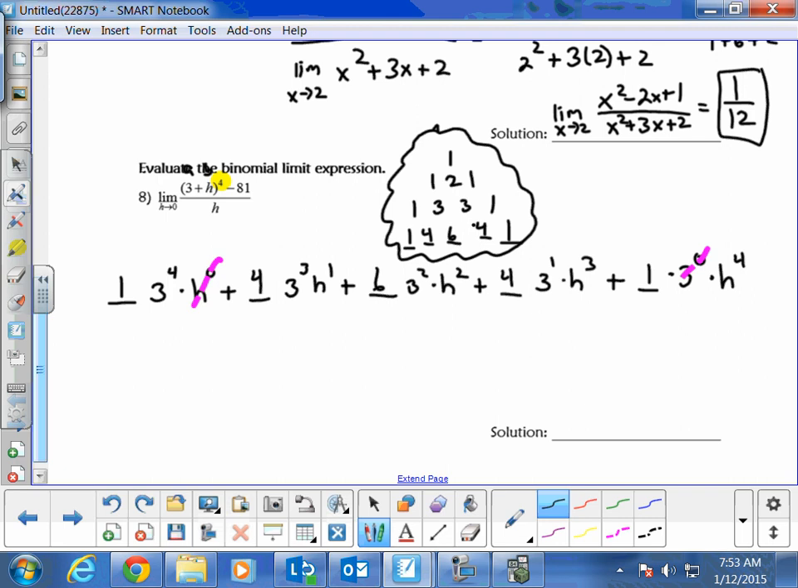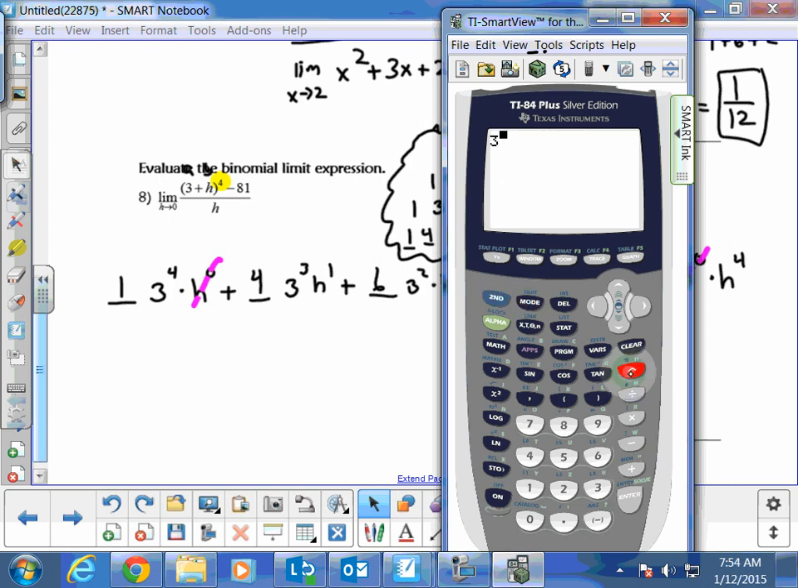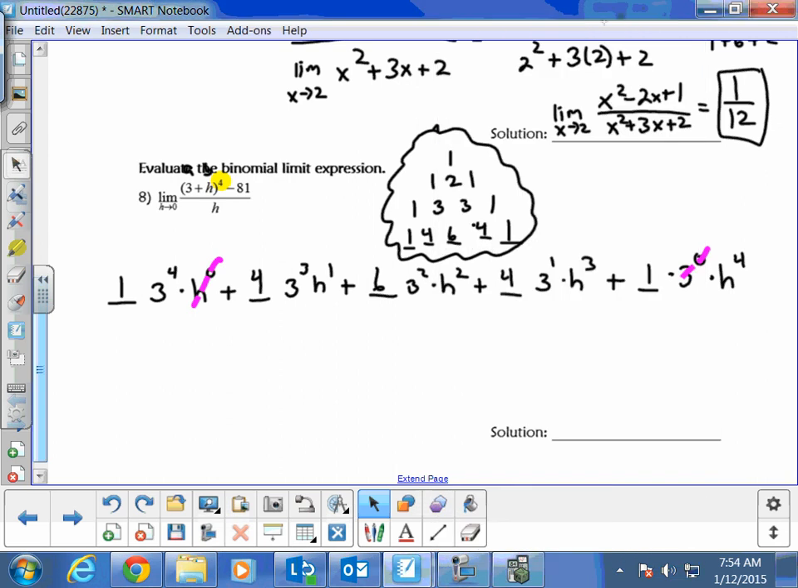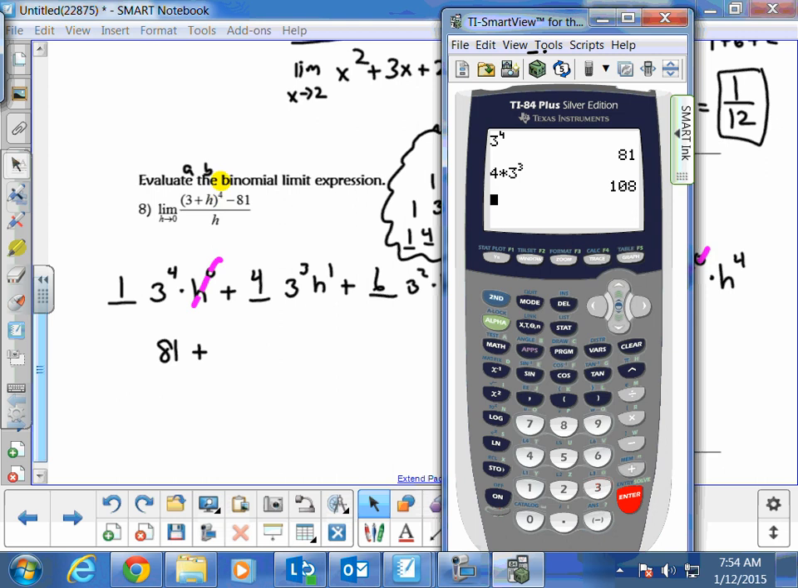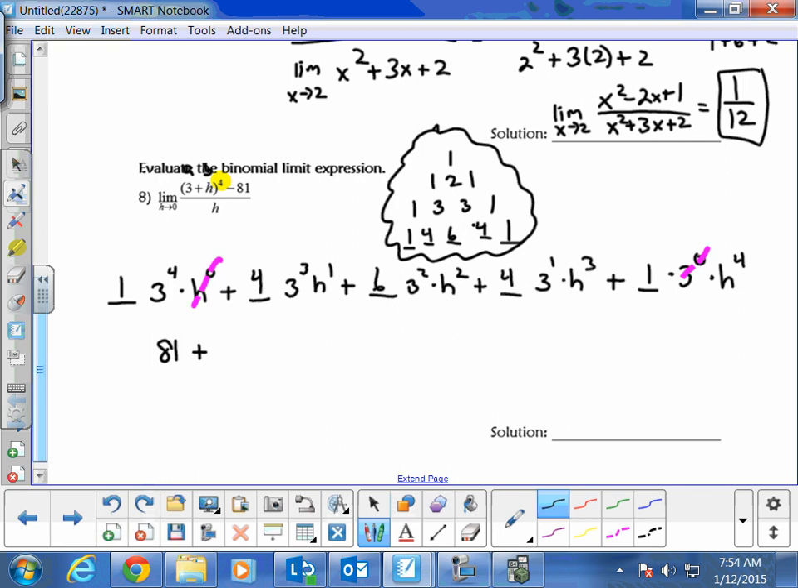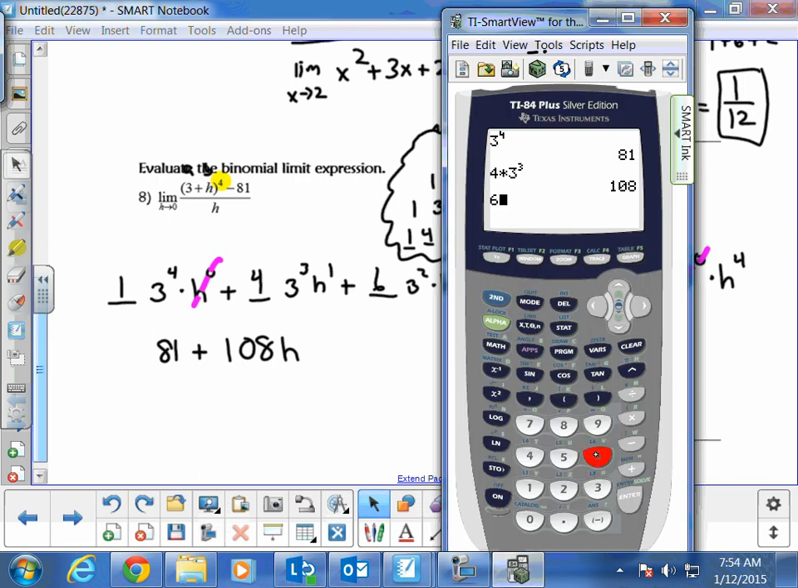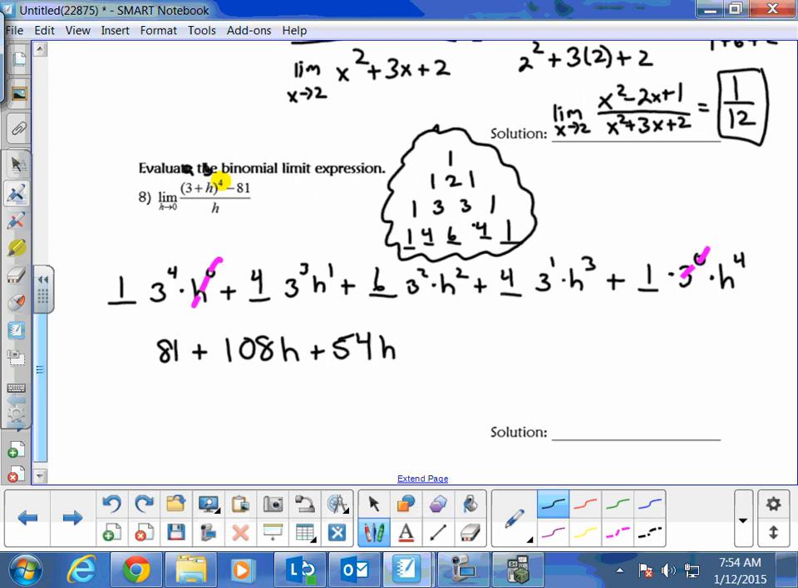3 to the 4th power, I think it's 64, but I'm just going to double check. 3 raised to the 4th power is actually 81. So from here, we'll have 81 plus 4 times 3 cubed, which is 108h. And then the next one, which is 6 times 3 squared, which is 54h squared. And 4 times 3, which is 12h cubed, and then I'm left with h to the 4th.